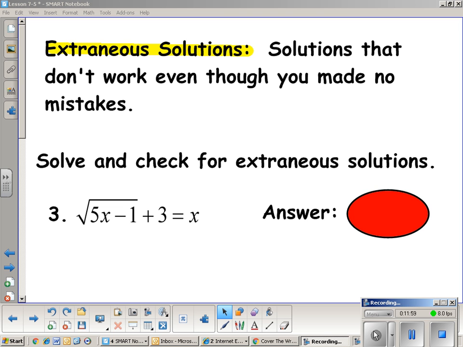Extraneous solutions are solutions that don't work even though you made no mistakes. Probably Webster's dictionary doesn't have this in there for the definition of extraneous solutions. But you can do everything right, and sometimes they just don't work. Those are called extraneous solutions. So when you're solving these today, you have to check your work. You can do everything right, you can get a nice number, you can think, oh, that's awesome, it worked out great, and it doesn't work.